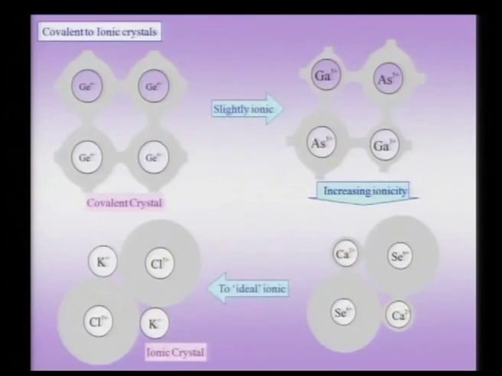In the next slide, for instance, we consider a progression from a nicely covalently bonded material to a case which is perhaps an ideally ionic material. For an ideally covalent bonded material, for instance, we know the germanium crystal, which crystallizes in a diamond cubic structure.